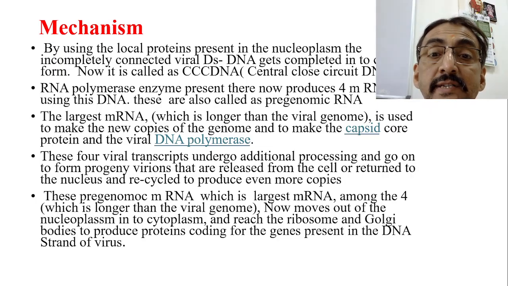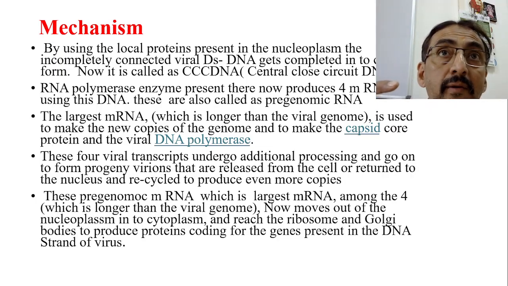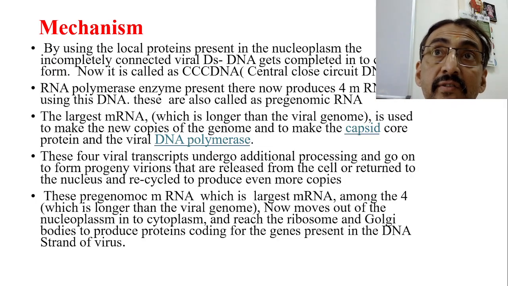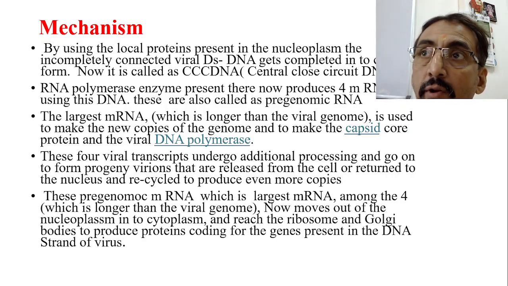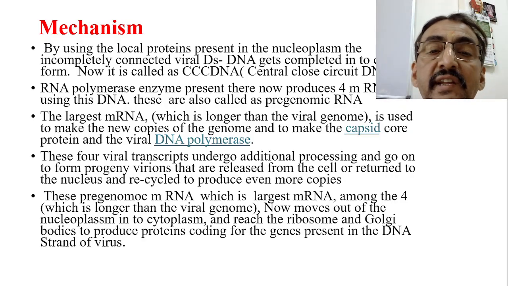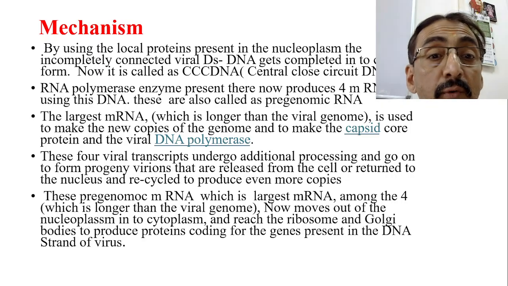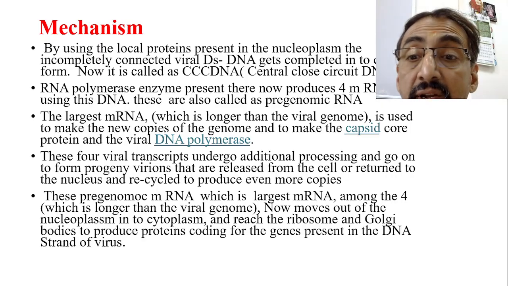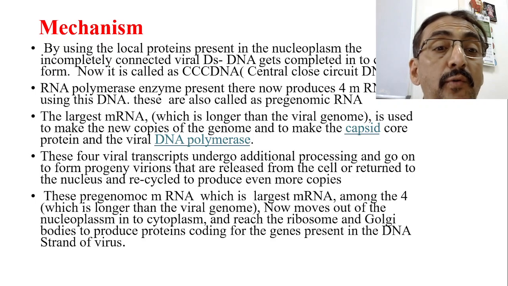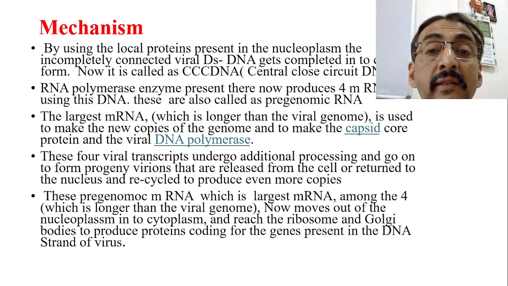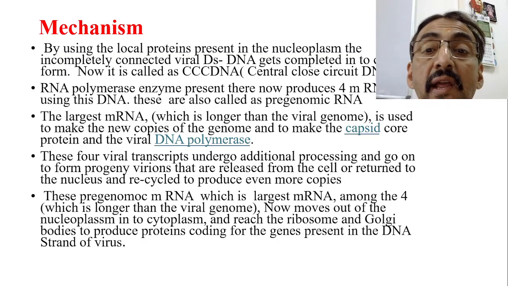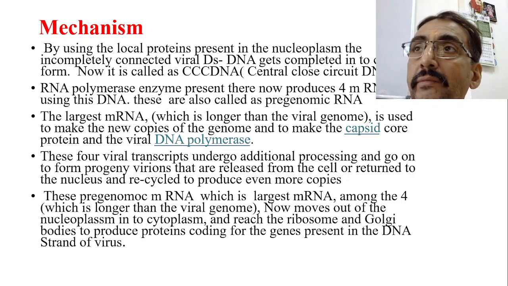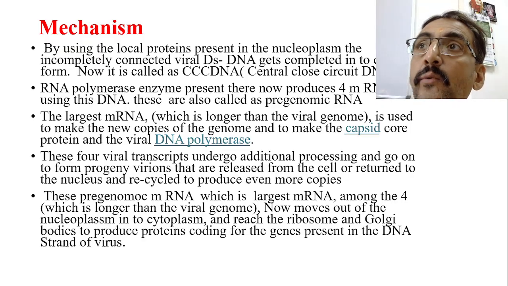Okay. Now what happens? mRNA polymerase, RNA polymerase, because this has the capacity to produce all these things. First it produces RNA polymerase, now it produces DNA polymerase. These 4 viral transcripts undergo additional processing and then go on to form the progeny of the virions that are released from the cell or returned to the nucleus and recycled to produce even more copies. Now everything is under their control, so they go on producing it.